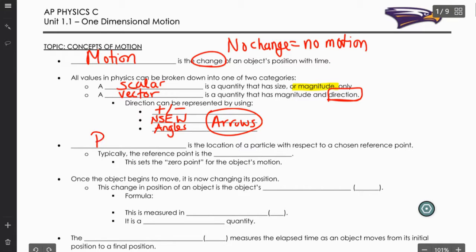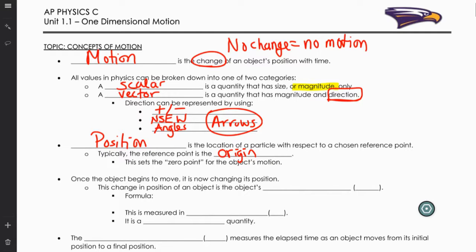Position is the location of a particle with respect to a chosen reference point. Typically that reference point is the origin, which is essentially just where we set the zero point for that motion. That's where x equals 0, or your position equals 0, and your time equals 0. Once it begins to move, it starts to change its position. It is set in motion.